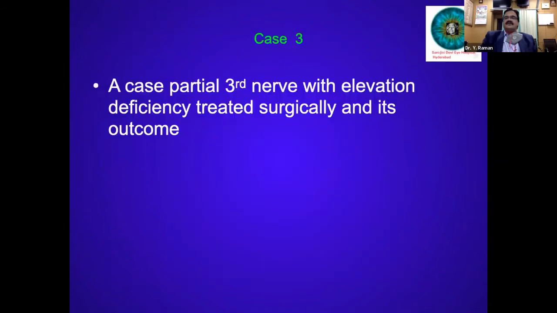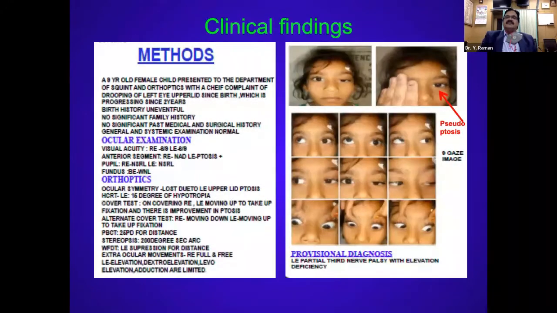Next, this is the third case, where a female child presented to us with pseudoptosis with hyperdeviation. The cover test establishes that it is a pseudoptosis. Here, the FDT was done on table and it was positive. IR restriction was done, and it was combined with IR restriction.